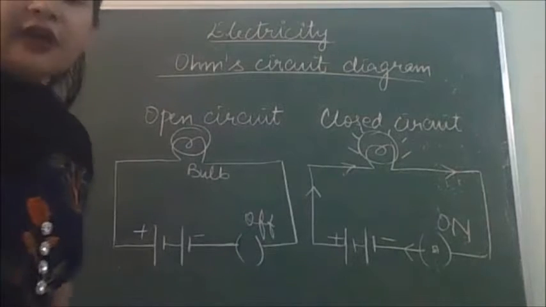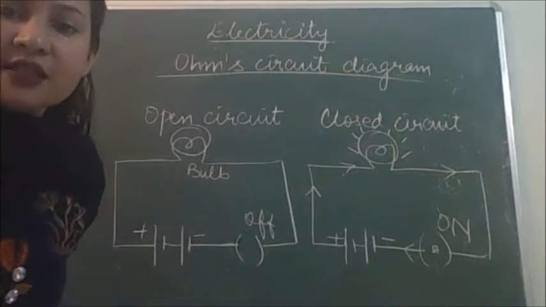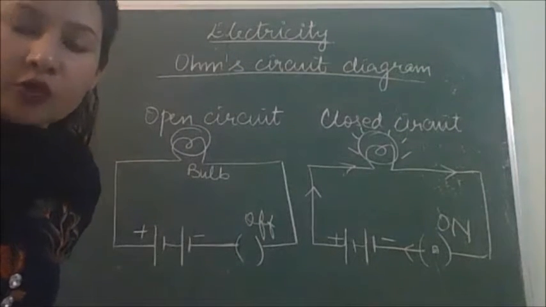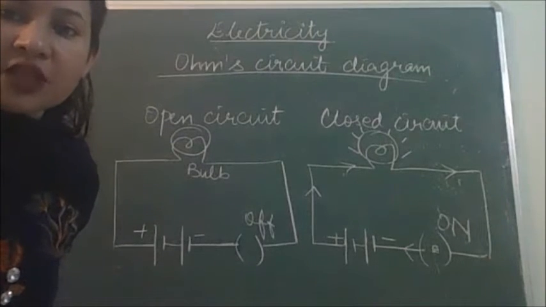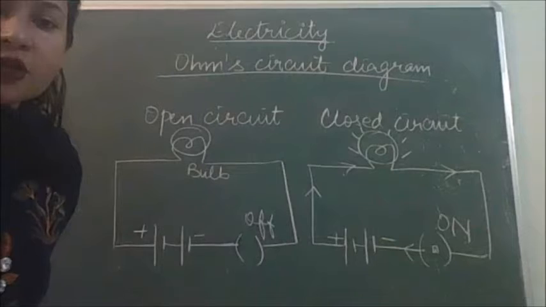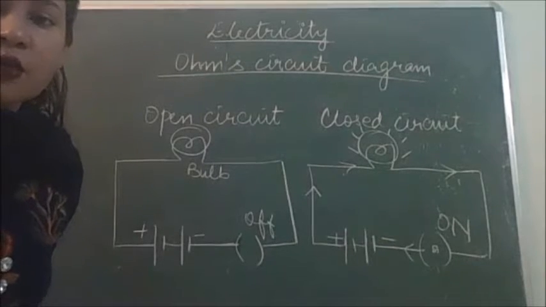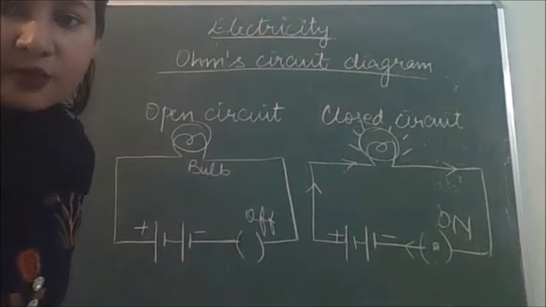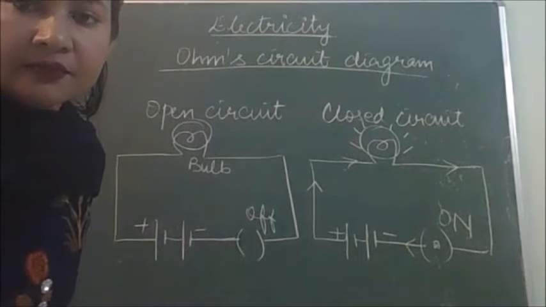So how can we define a closed circuit? It's a circuit through which current flows when the switch is pressed, when the key is pressed.